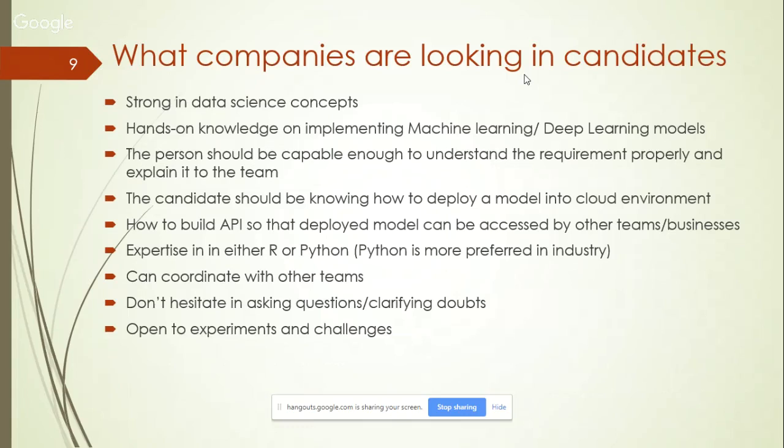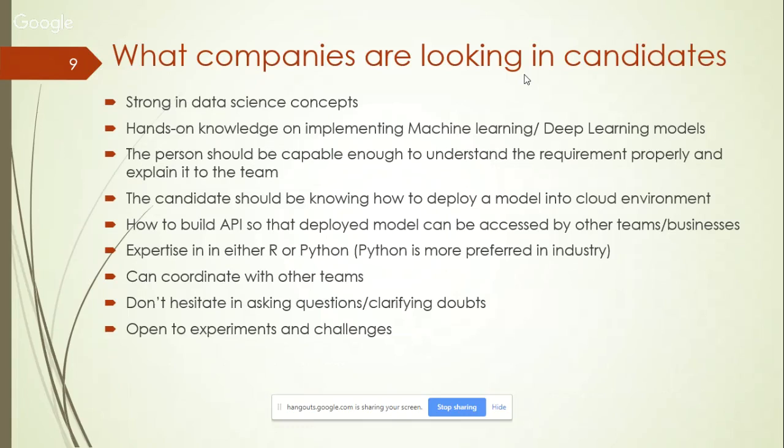Now you build the model, but how do you deploy the model? You could deploy it in your local cloud environment, because if the model cannot be deployed, if it cannot interact with other models, then what's the use of that model? So these days, most of the startups are looking for people who know data science, who can do hands-on work on data science, but at the same time can deploy the models on the cloud. When I say cloud, it could be Google Cloud Platform, Azure, Amazon, or any private cloud.